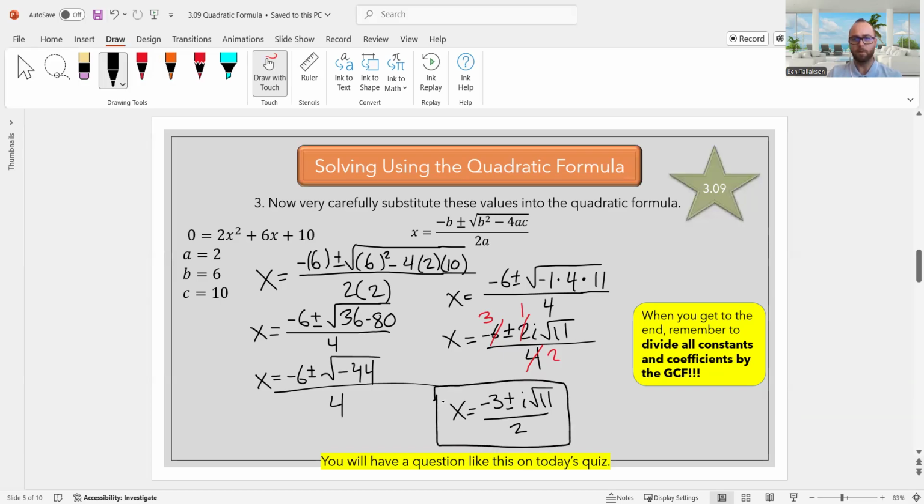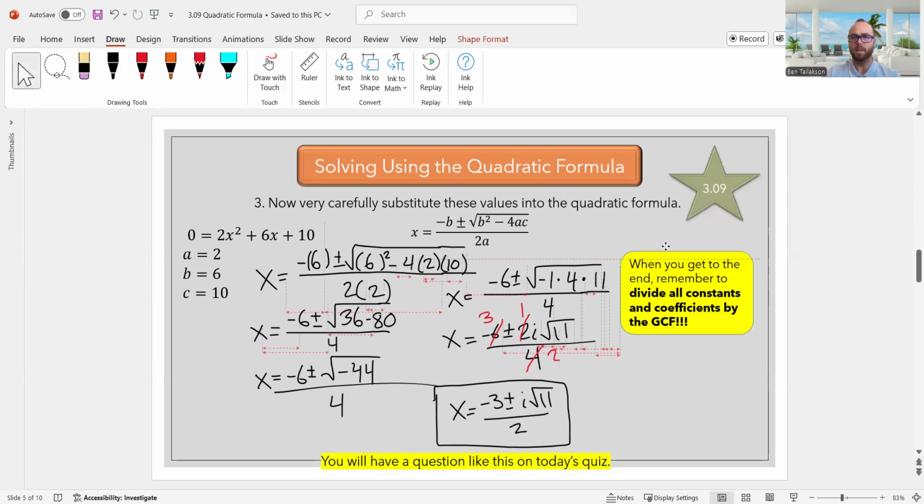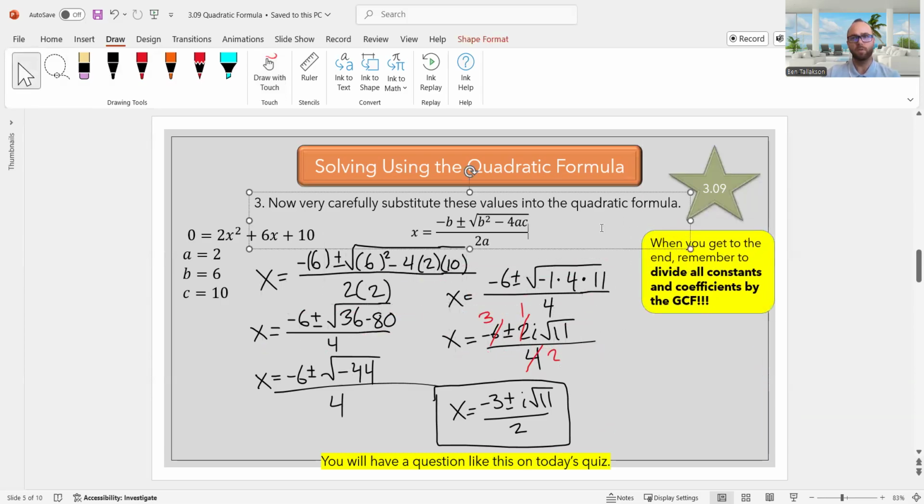Now, don't forget what the plus or minus means. That means you have 2 different answers here. Okay? So to help us, in case you see 2 different answer choices on your quiz or a test or something like that, let's show how you write these separated.